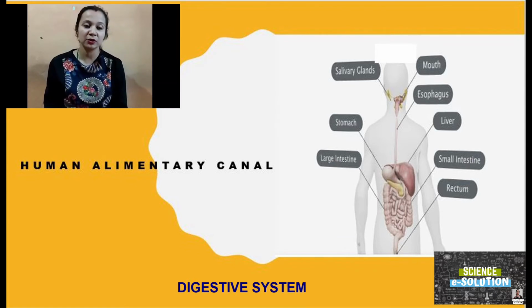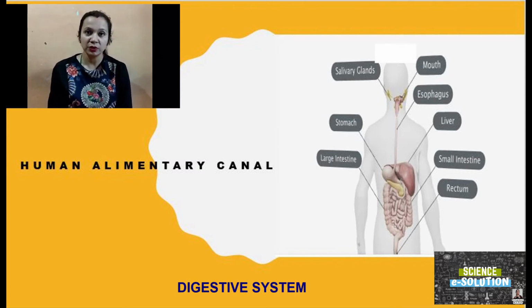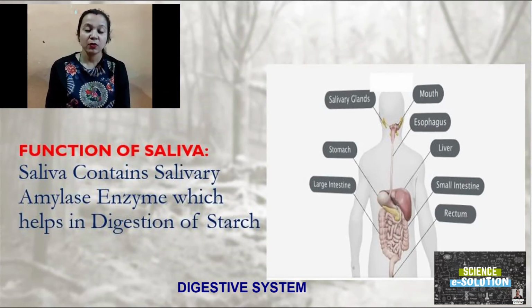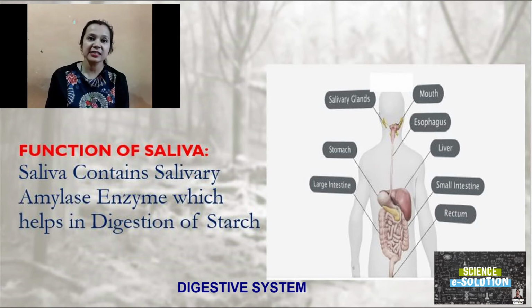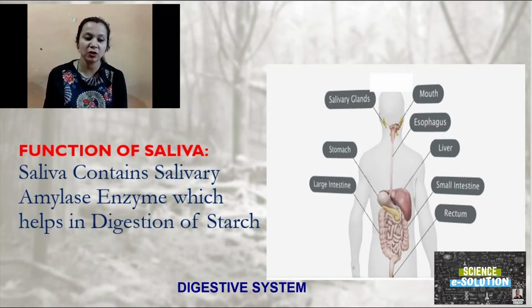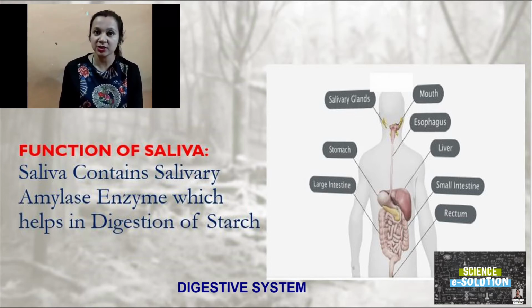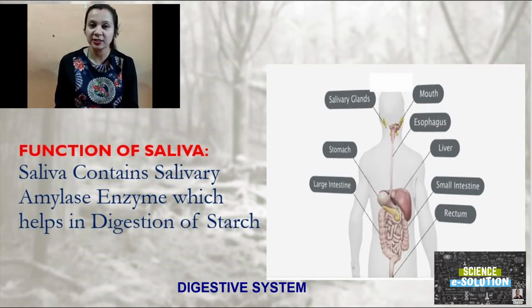So the first one is the mouth, or you can also say buccal cavity. In the buccal cavity, when we ingest food, it mixes with the saliva. Here there is a very important part. What is the function of saliva? I am telling you it is important because it comes mostly as a frequently asked question in exams. So what is the function of saliva? Saliva contains salivary amylase, which helps in the digestion of starch. So this semi-digested food, that means where only the starch is digested, passes through the esophagus into the stomach. Students, please note down that in the esophagus, no digestion takes place.